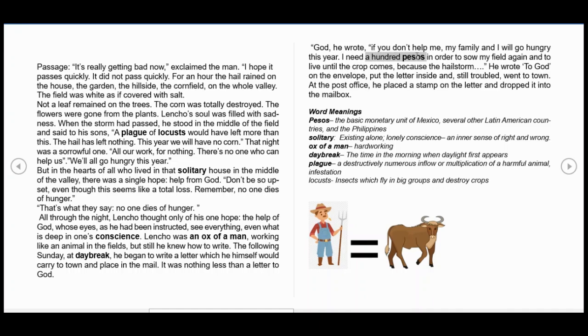Now, peso is a basic currency unit in Mexico. So he is asking for just 100 pesos. See, he is not a greedy person. He knows that God is going to help him. He could have asked for as much money as he wants. But he just needs the money that would help him survive this passing year. So he asks for 100 pesos. He says, just help me with 100 pesos so that I can survive this year till the next crop grows.